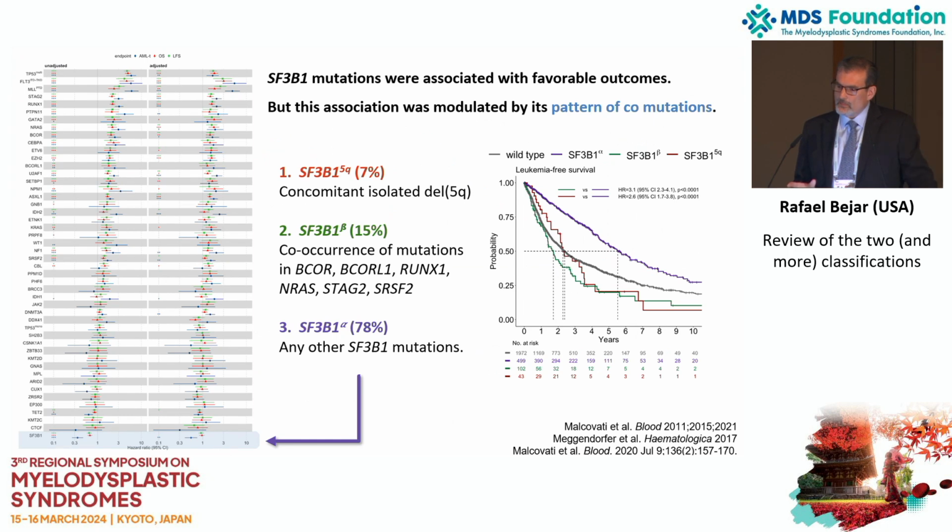And the IPSS-M also handles SF3B1 in a much more nuanced way. It's not simply a favorable finding. It really depends on the genetic context in which it occurs. So in the context of co-mutation with del(5q), it's actually more adverse than you might predict an SF3B1 mutation might be. And that's one of the reasons for excluding the del(5q) patients from that subgroup. The other, of course, is that they have another place to go in the del(5q) subgroup.